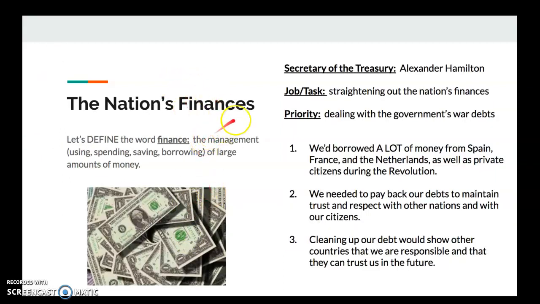And let's talk about finances. A big part of this exploration of this part of our country's history is going to be about finances and economics. So let's define the word finance. Finance is the management, the using, spending, saving, and borrowing of large amounts of money, big money, not just your allowance, all right? The first Secretary of the Treasury under Washington's cabinet was Alexander Hamilton.